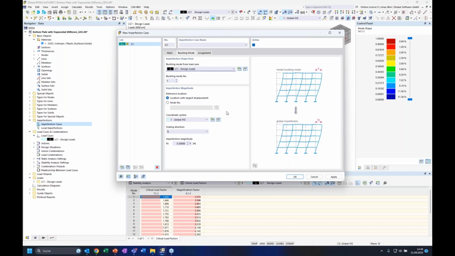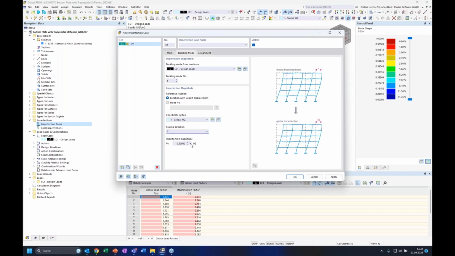For this demonstration, I will just check the first local mode, that was buckling mode number 1, and the first global mode, which was buckling mode number 19. Then we have to also take into consideration the scaling direction. I want to scale it spatially, so as it comes out of the stability analysis.